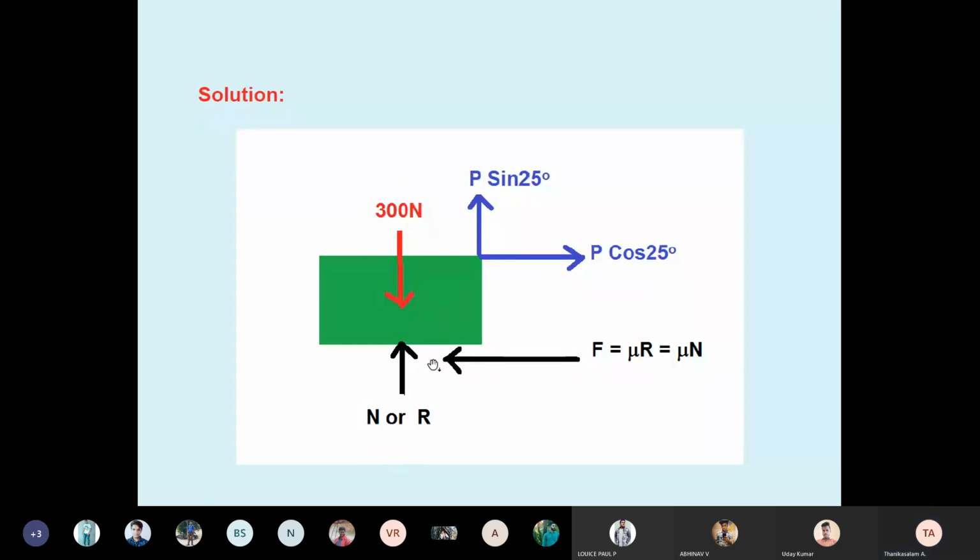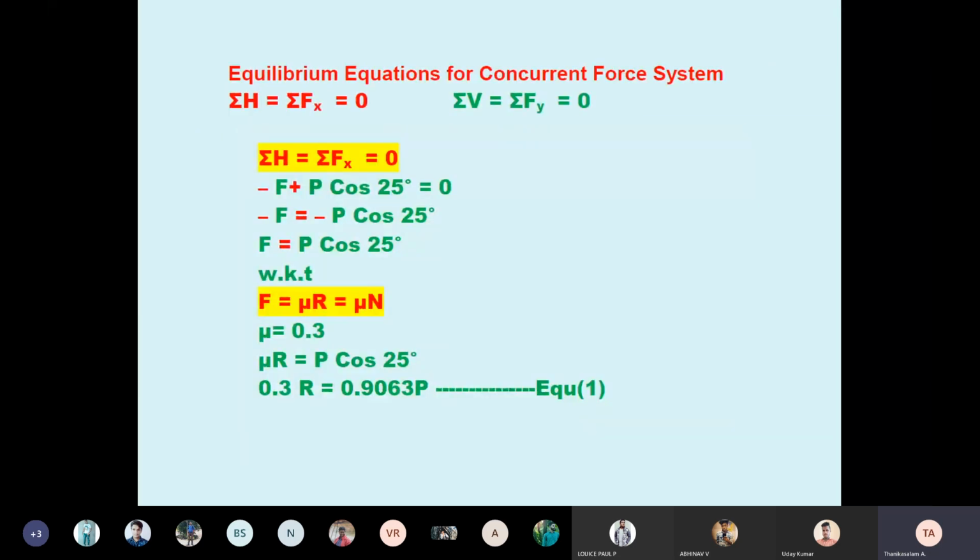The weight is acting downward. Why did you resolve into P cos 25, P sin 25? Because it is inclined. Inclined with what? Horizontal. So any angle with respect to horizontal is cos, that is P cos 25, P sin 25. Then you have to use equilibrium equations.